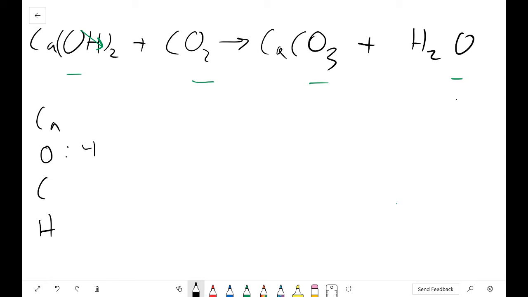So oxygens are so far looking good, but we may have to change it. Let's do carbon. So on this side we have 1. On this side we have 1. Okay. Calcium. We have 1 on each side. Last is hydrogen. So hopefully, if everything else balances, this looks good. But let's check. So we have 2 on this side, and we have 2 on this side. Okay, so it actually turned out to already be balanced. So that is the final equation.